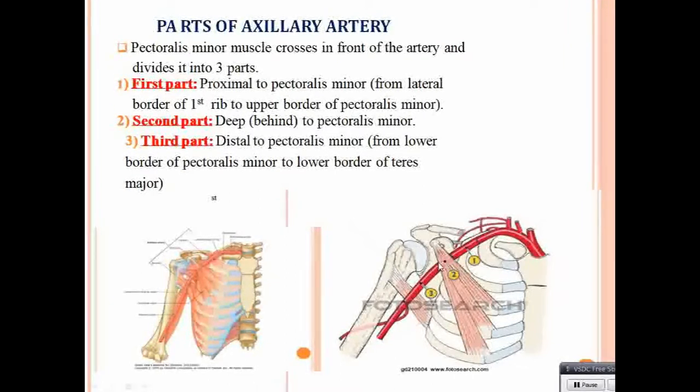Third part. So the first part is proximal to the pectoralis minor. The second part is deep to the pectoralis minor muscle. The third part is distal to the pectoralis minor muscle, up to the lower border of the teres major muscle. First part, second part, third part of the artery.